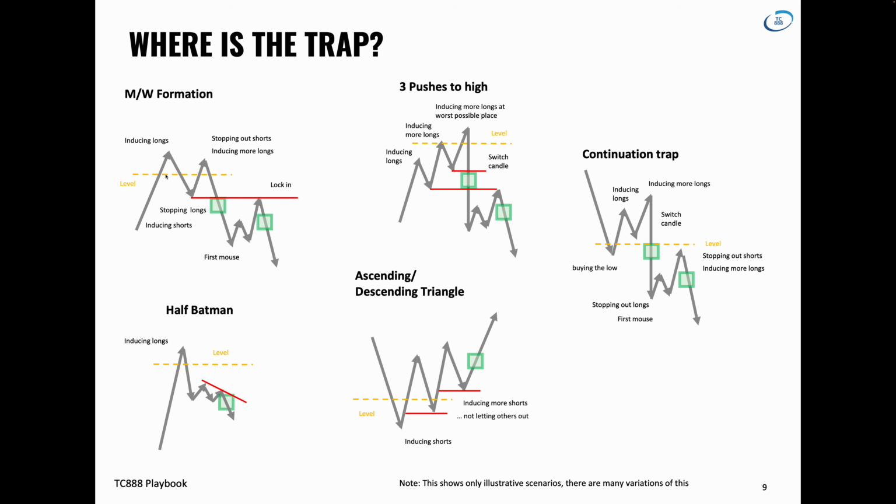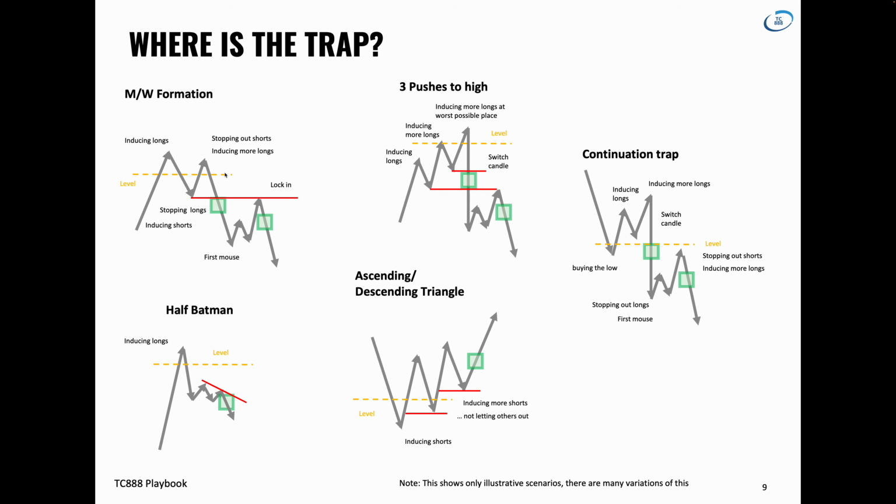So if they hit a level, they might induce longs. Then they pull back, they stop out the longs again, induce shorts. Then they push it up again, stop out these shorts again, inducing more longs. So they build liquidity and take the liquidity to do the next leg.